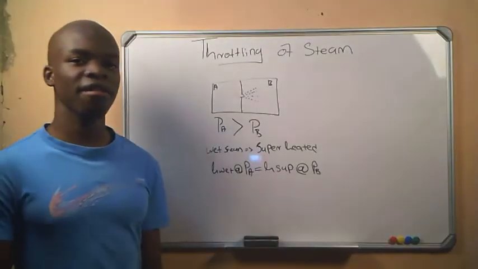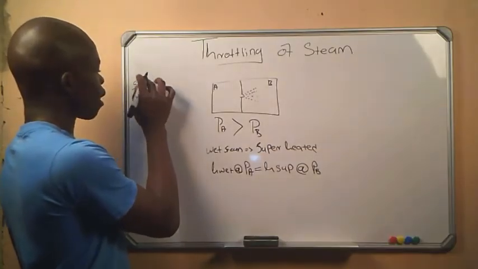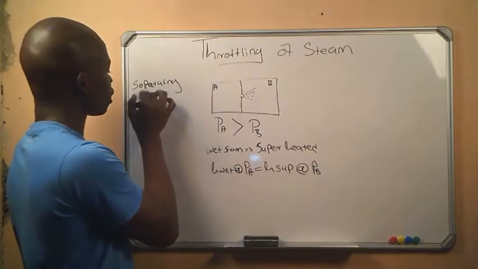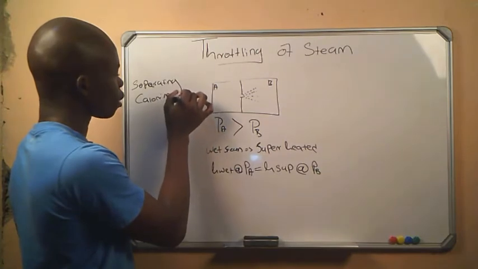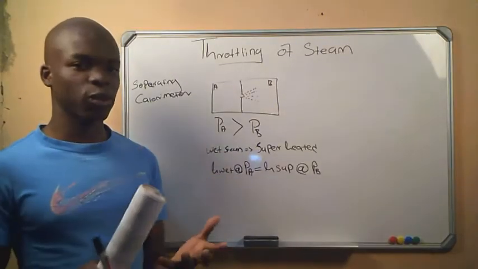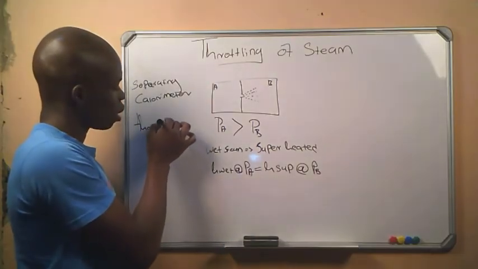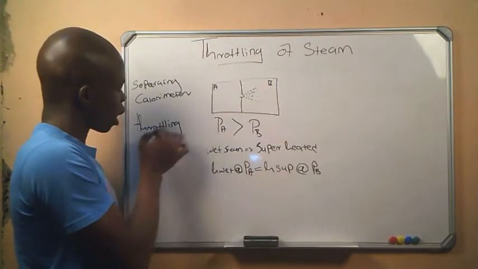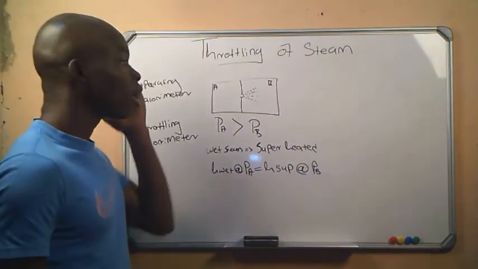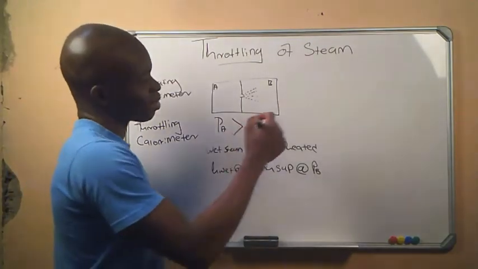And then we have an instrument called a separating calorimeter. A separating calorimeter is used when we have a steam that is too wet to be throttled. And then for throttling, we are now using a throttling calorimeter. So to make sure that out of these two we get good results every time, it's better for us to combine them.